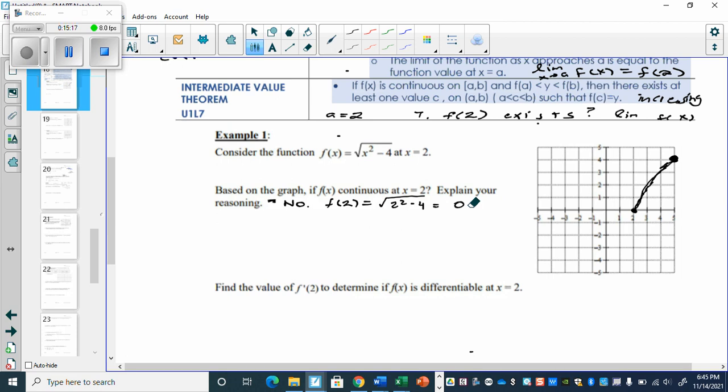Now I know that this is true. So number 1, f of 2 exists. Okay. Number 2, does the left-hand limit exist?